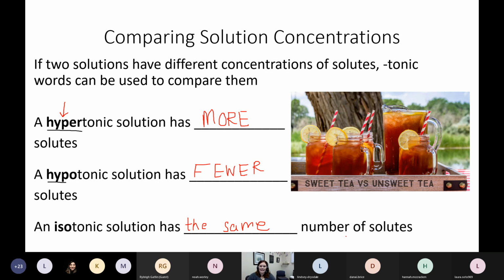To help us understand this idea of hypertonic, hypotonic, isotonic, we're going to do a very Southern thing here, and we're going to talk about tea. So full disclosure, Dr. Ollis didn't originally come from Texas. I didn't even originally come from Oklahoma. So I'm not a tea drinker.